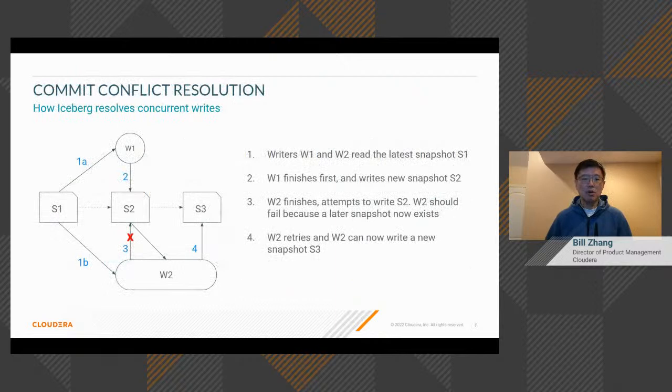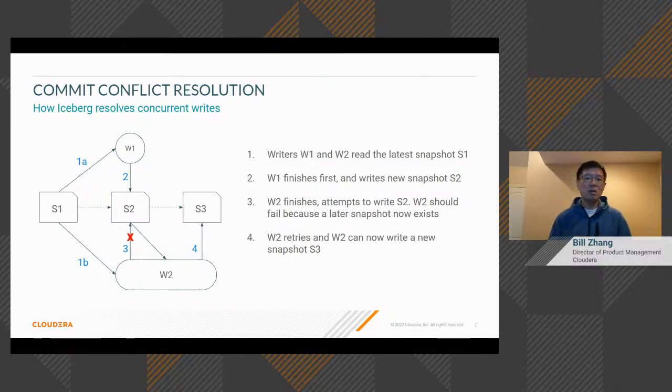Next, what I want to share with you is an example of conflict resolution, right? How Iceberg resolves concurrent writes. Now, in this example, there are two writers, W1 and W2, who read the latest snapshot S1. Both are adding files, modifying the table state with S1 as the baseline.